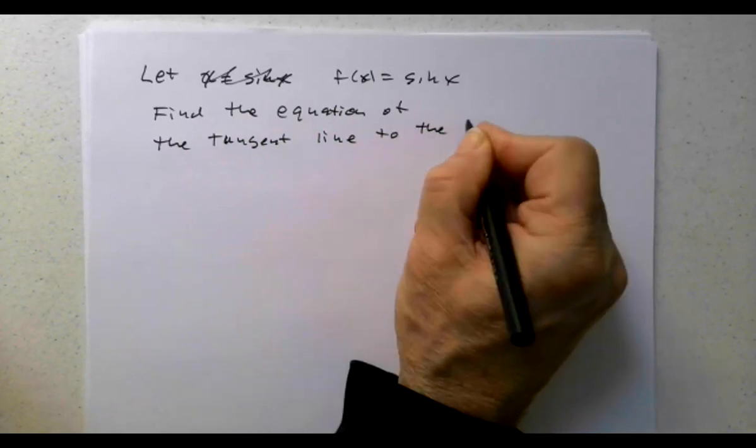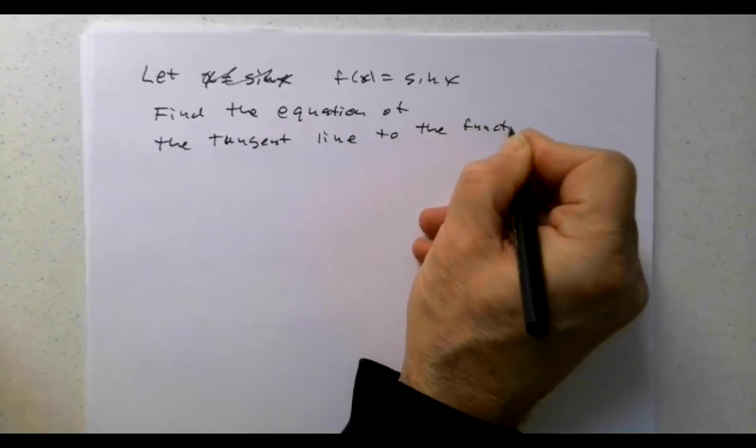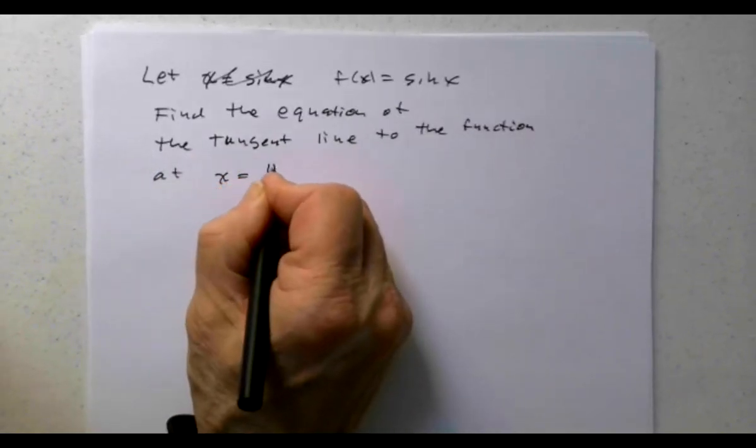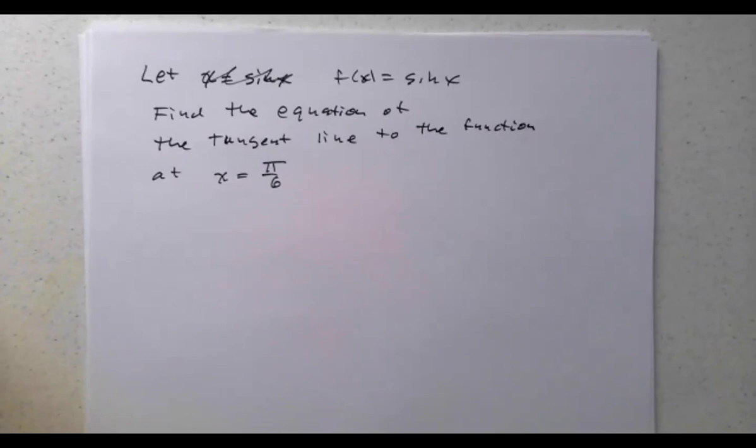to the function at x equals pi over 6. Let's go ahead and draw that. Let's pick a point pretty close to approximate that and come up with the equation of our tangent line.